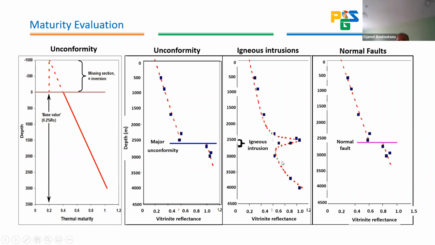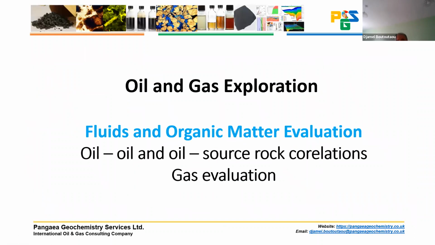And if we have igneous intrusions, you can have this profile. If you have normal faults, for example, we can have this type of profile. So that's so far how we apply it to the rocks. We look at the source rocks, we look at the maturity, and the kinetics of the source rock that are applied in modeling to predict what type of hydrocarbons we are expecting.